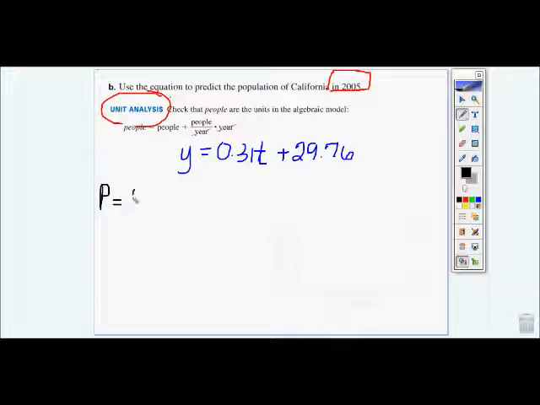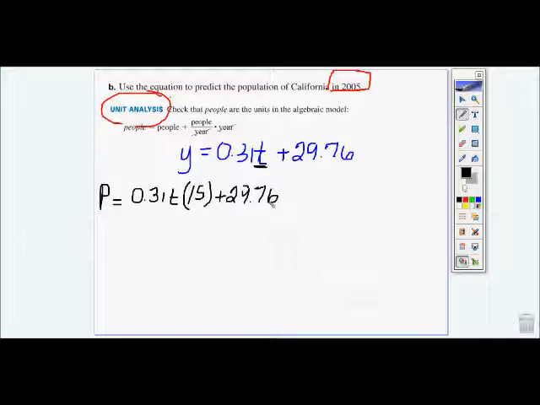So I'm going to have the 0.31. It's a little bit easier to see my writing there. And that was going to be my slope. That's going to show how the line is going to change, the rate of change. 0.31. And now I'm going to substitute in my time, which is 15 years. And then we're going to add that to our constant term that was 29.76.